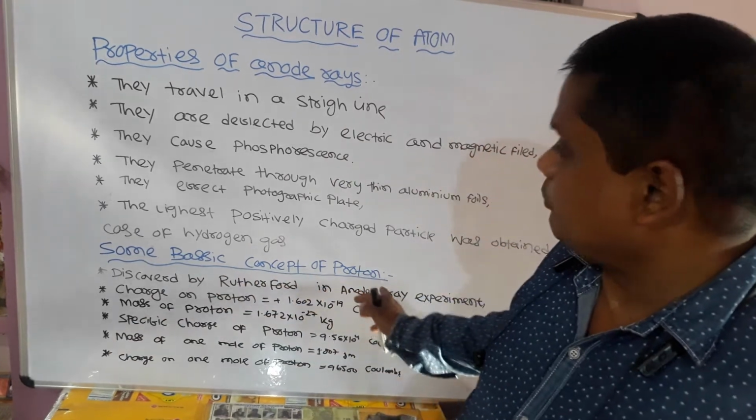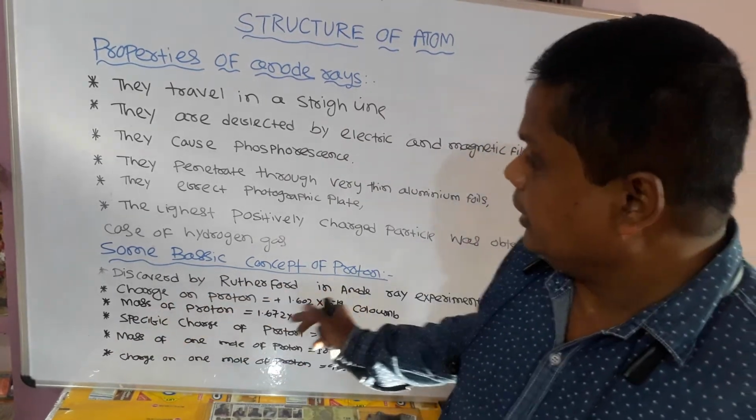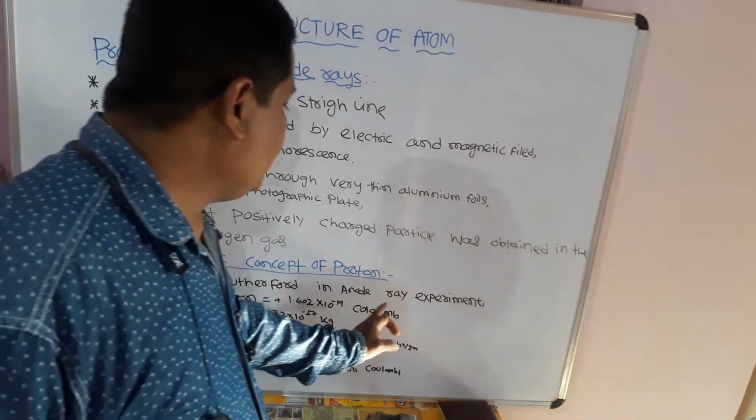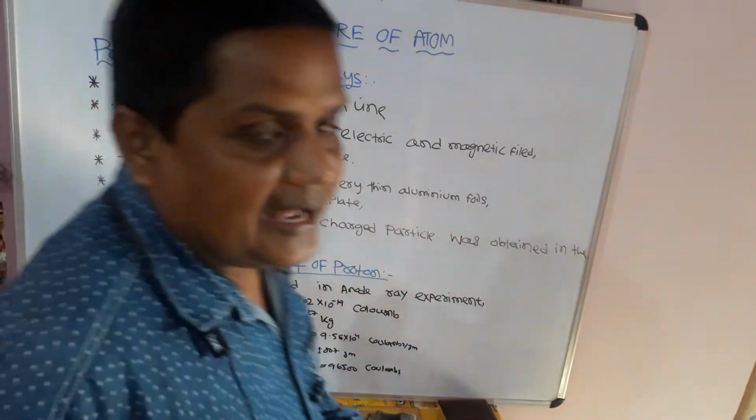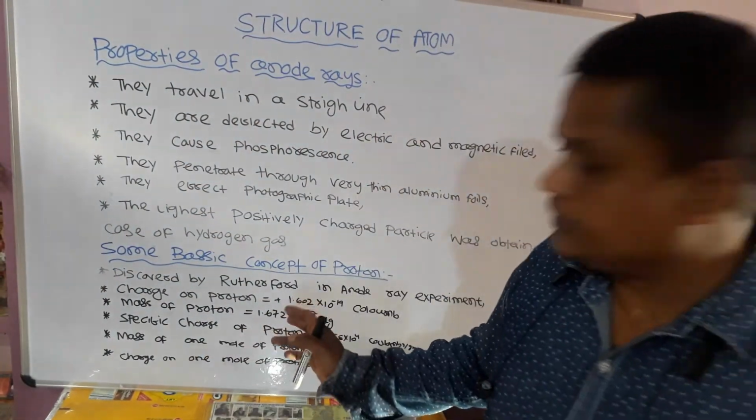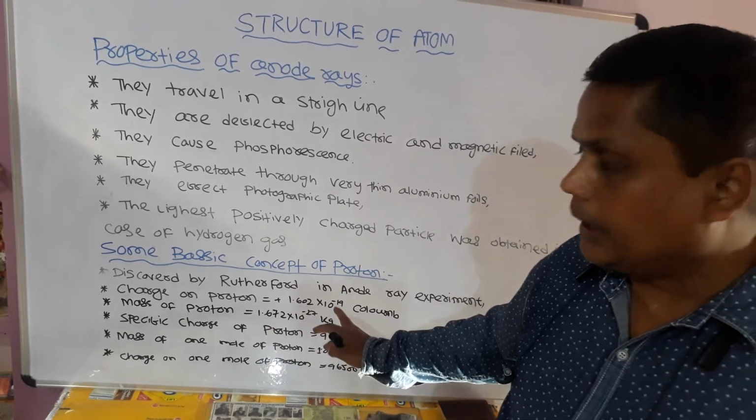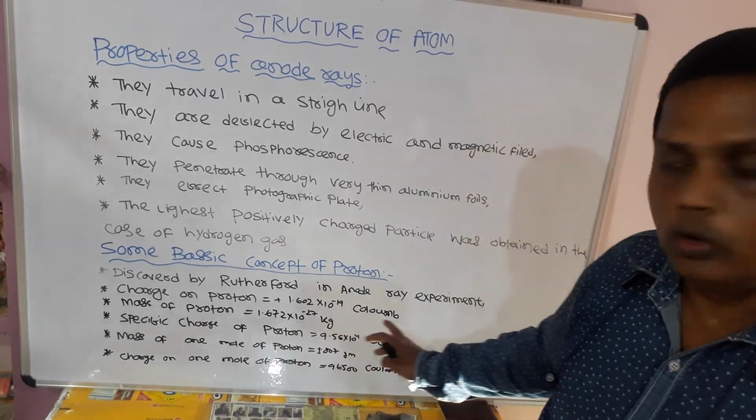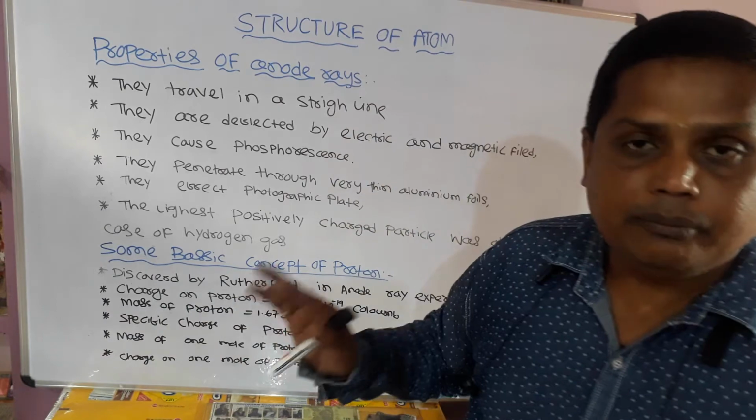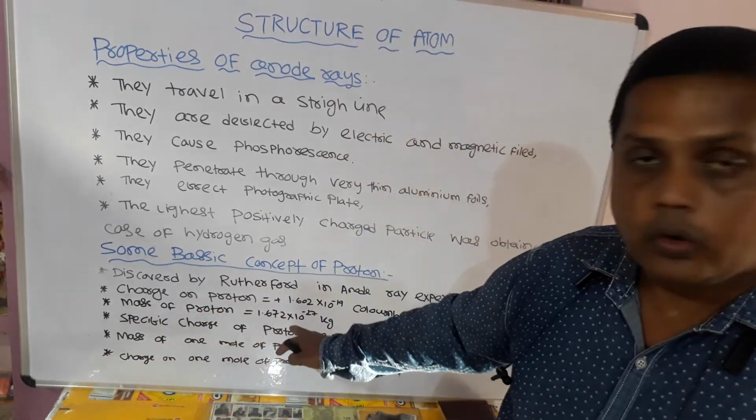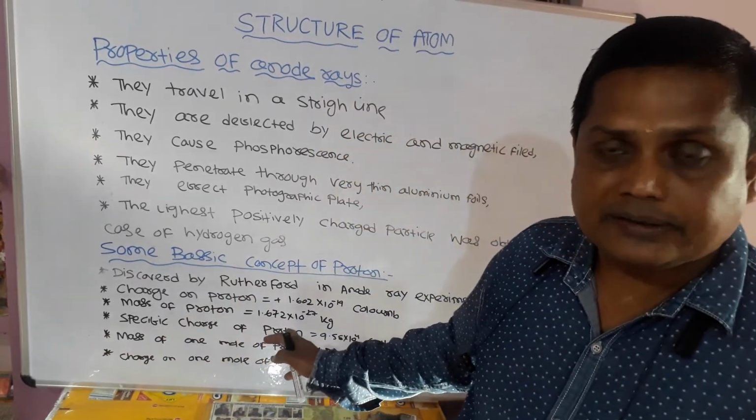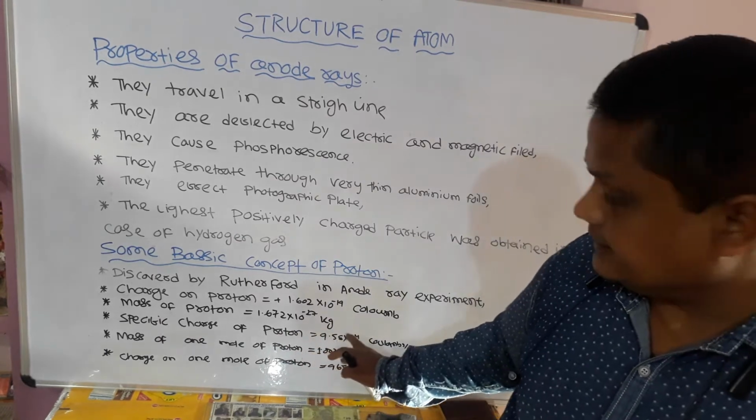Next, some basic concepts of the proton. The proton was discovered by Rutherford in anode ray experiments. Second, charge of the proton equals plus 1.602 times 10 to the minus 19 coulombs. Then mass of the proton equals 1.672 times 10 to the minus 27 kg.